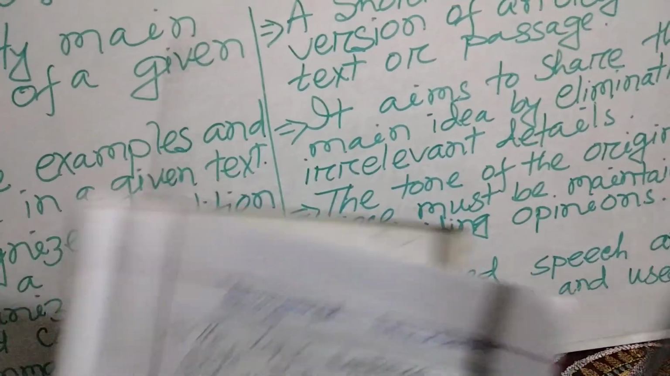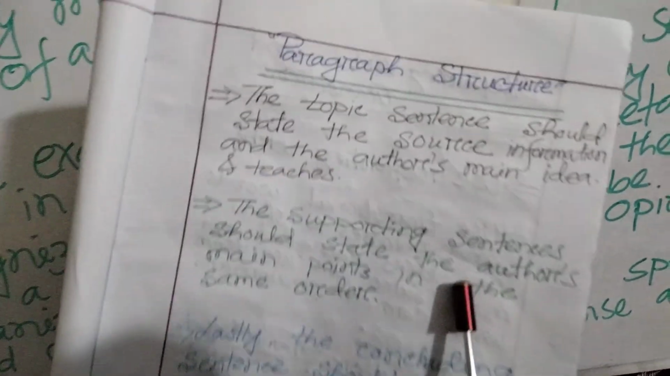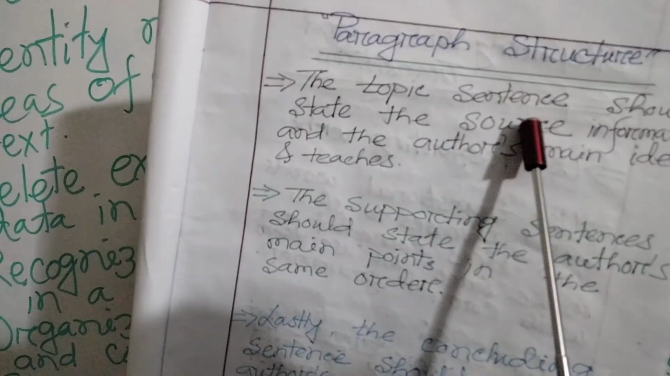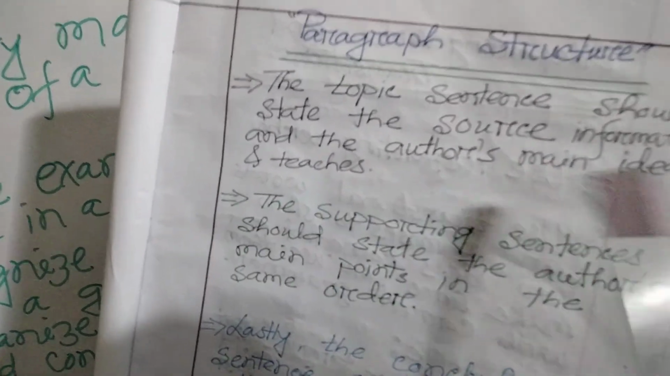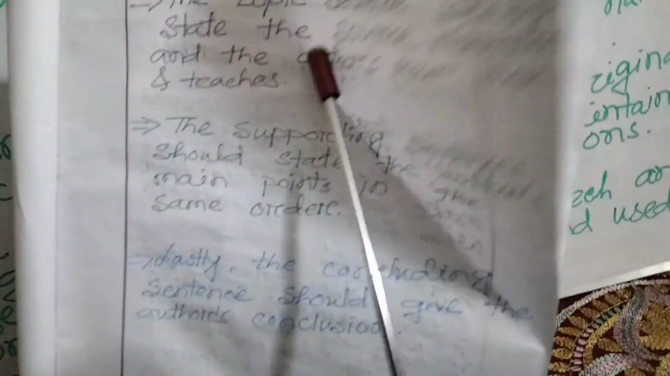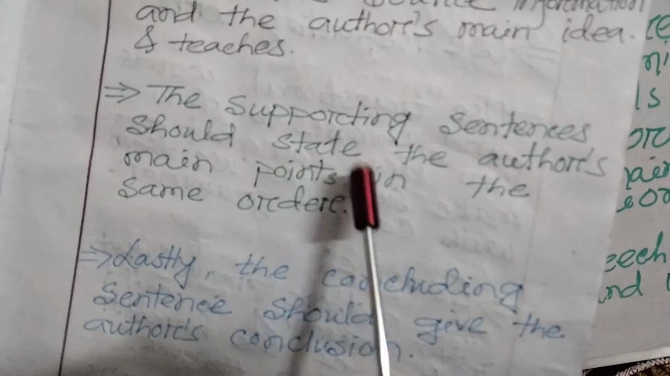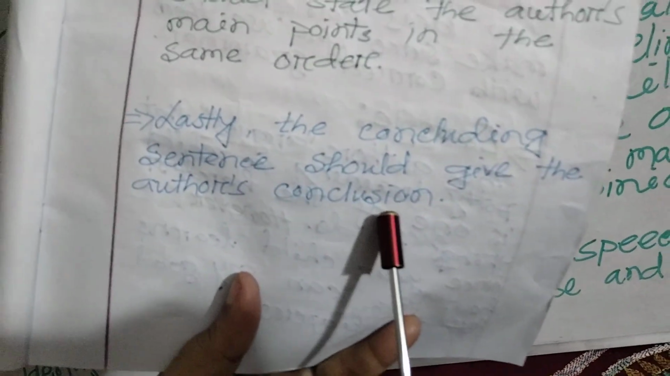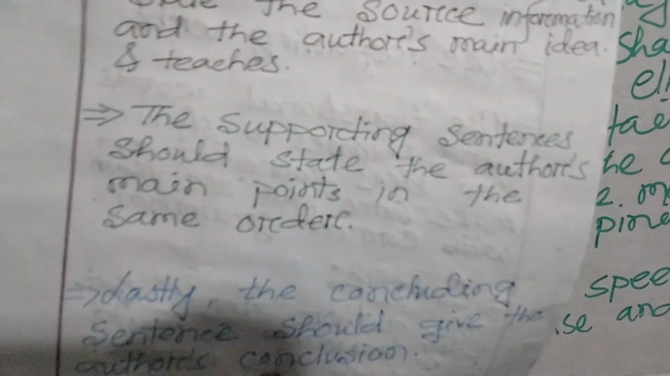Okay, then paragraph structure. You can write according to the paragraph structure. Now we will know this. The topic sentence should state the source information and the author's main ideas and thesis. Then the supporting sentences should state the author's main points in the same order. And lastly, the concluding sentence should give the author's conclusion. Okay, so remember this paragraph structure properly.